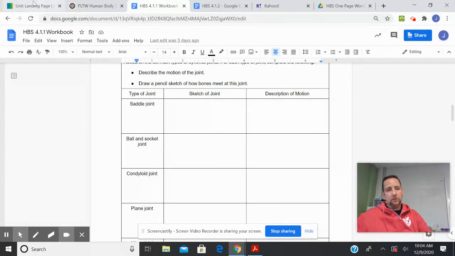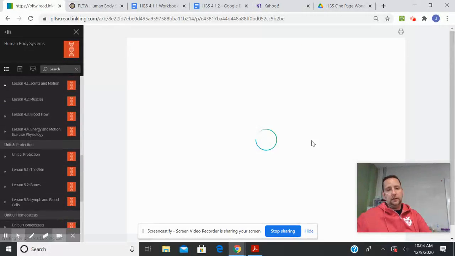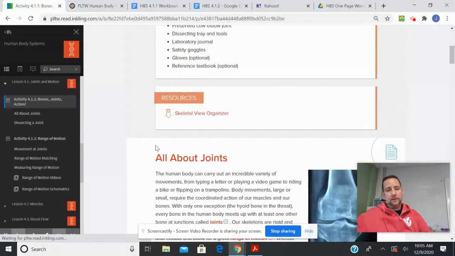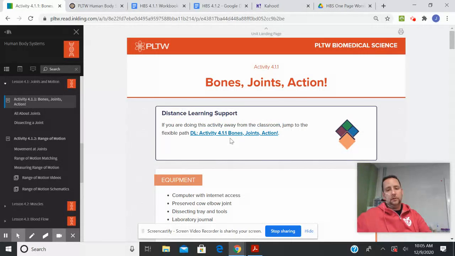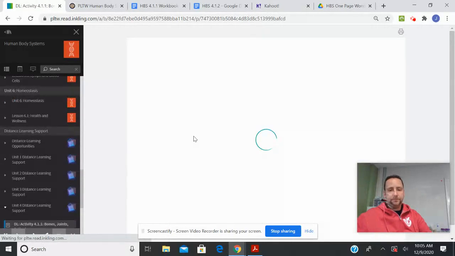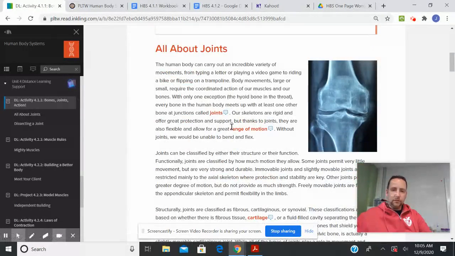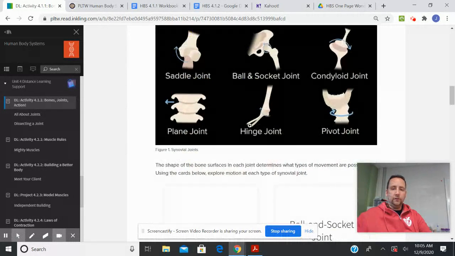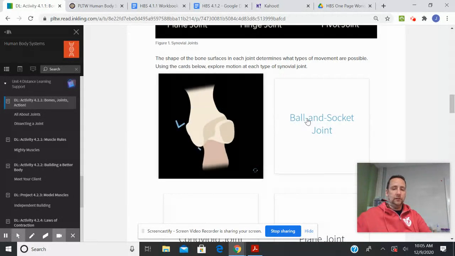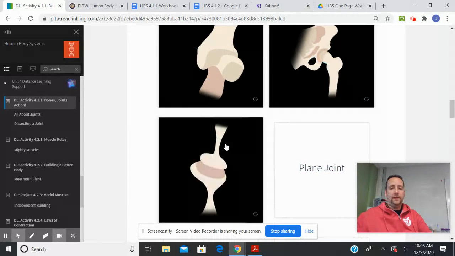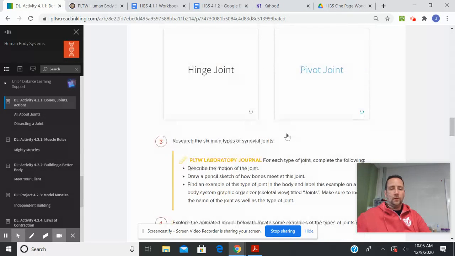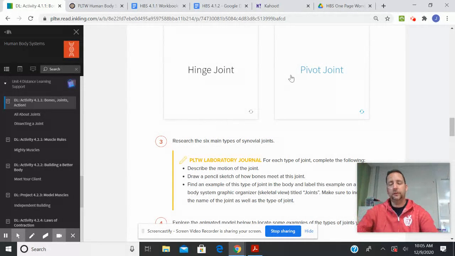First, sketch out each joint using the information from 411. I would go into the distance learning part of that. Sketch out the different versions, the 6 different synovial joints. Sketch those different joints out, and then describe their motion. You may need to Google a description of the motion, typically using regional or directional terms when you do that.